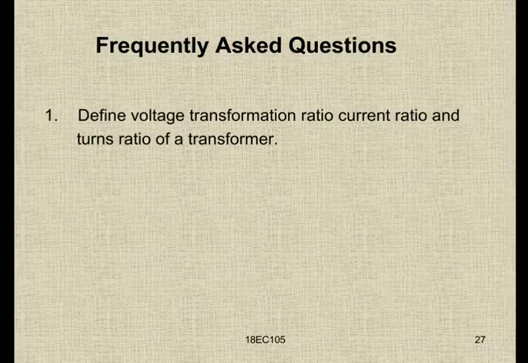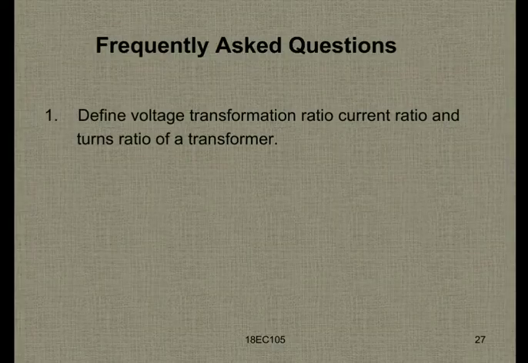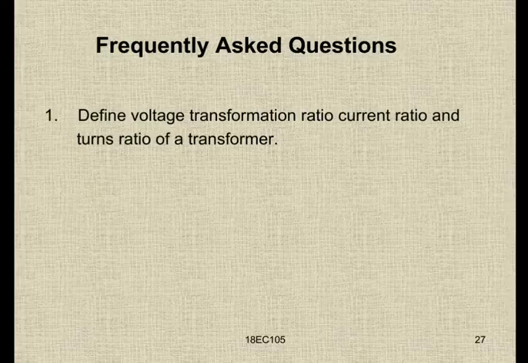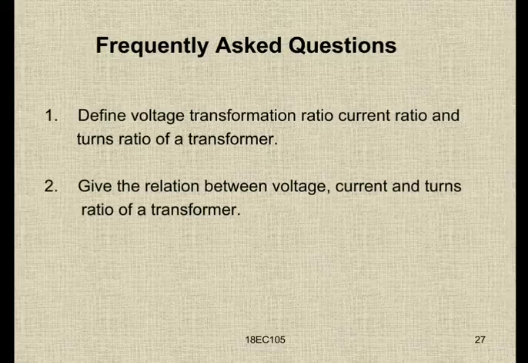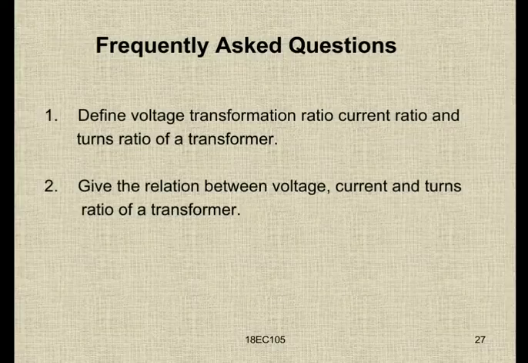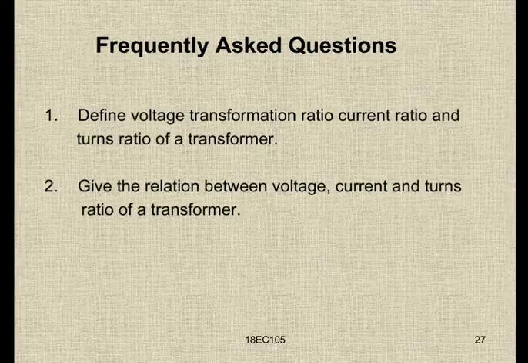Then let us see a few frequently asked questions in the exams from the topics we have discussed so far. Let us see that. Define the voltage transformation ratio, current ratio and turns ratio of a transformer. Again, another one. Give the relation between the voltage, current and the turns ratio of a transformer. So he is asking us to give a relation between the voltage, current and the turns ratio of a transformer.